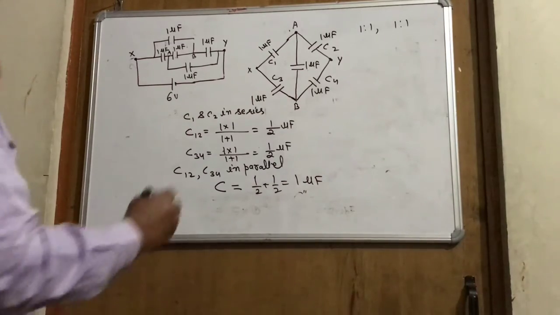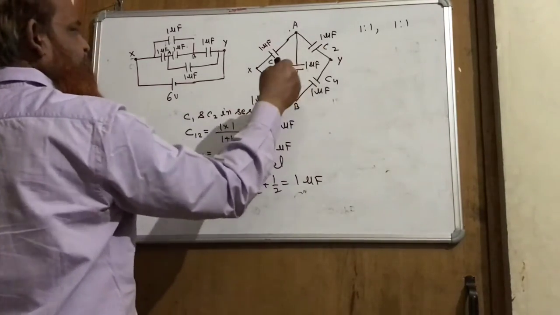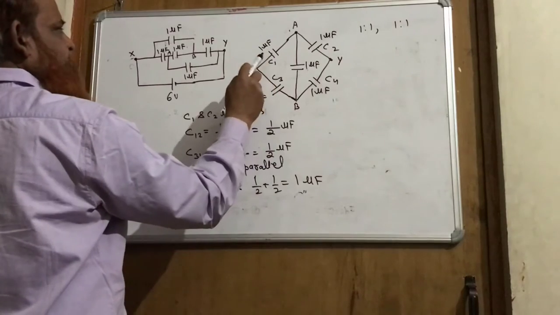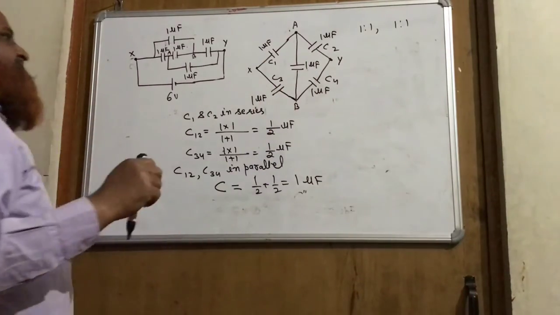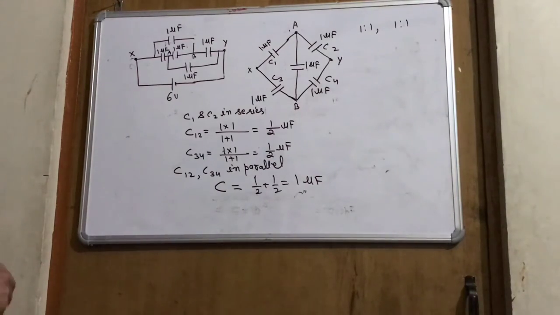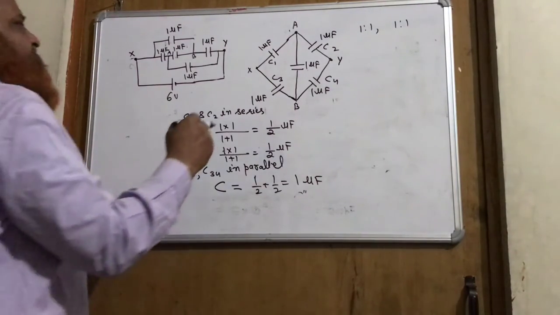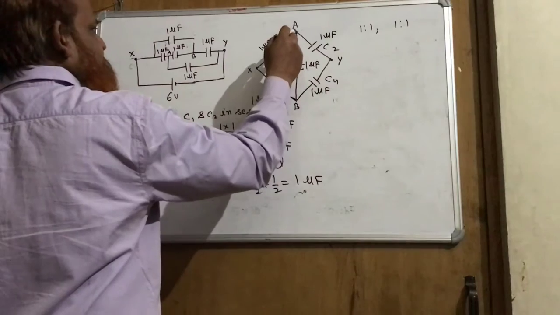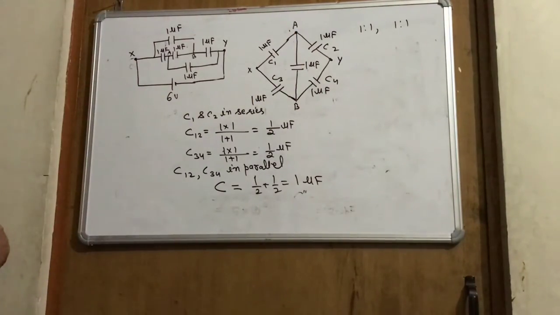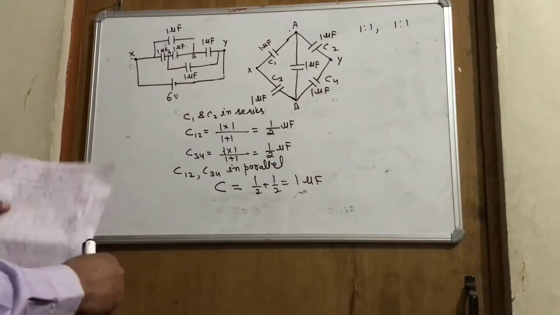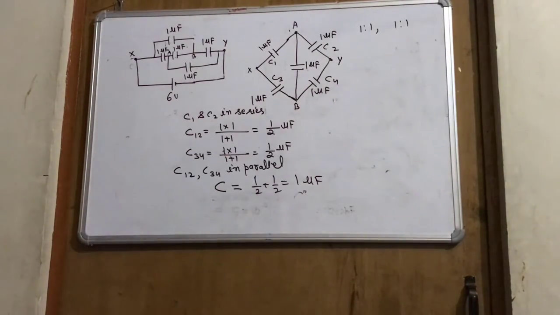One simple way: in a Wheatstone bridge, if all capacitances are the same, then the equivalent will be equal to the capacitance of any one capacitor. And next question.